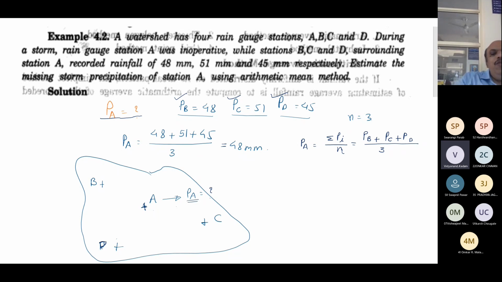Now, when this difference is more than 10%, in that case, there are 2 more methods which provide the precise values for missing rainfall data. So it is expected that you have to note down the question and answer also.